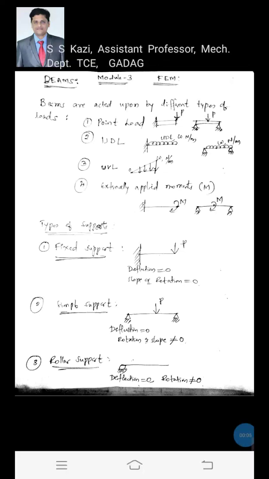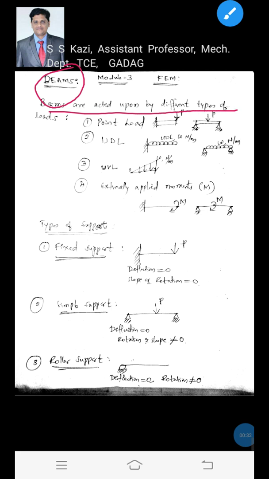In this video session, let us learn how to carry out the analysis on beams using finite element method to determine the deflection and the slope or rotation in the beams. First of all, let us discuss what we mean by beams. Already you know the beams are structural members subjected to transverse loads, lateral loads, so that the beams undergo bending.